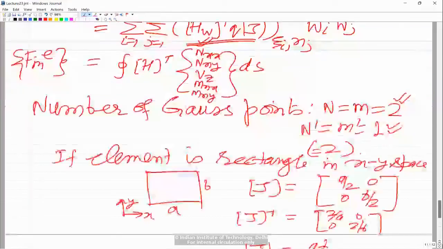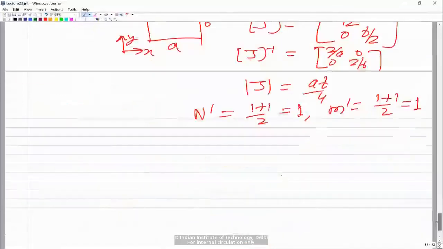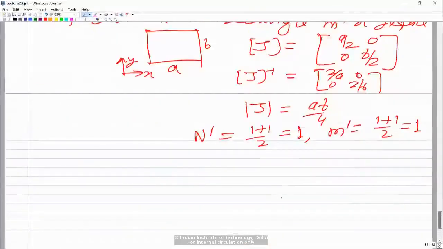But you can use two, if you want to use the same integration rule, so that we can evaluate the shape functions also at the same points where we are evaluating the B matrix, so we don't have to recalculate it. That is why we use the same points. So rather than using n dash, m dash equal to 1, we use n dash, m dash equal to 2. So is that clear how we are arriving at n dash and m dash?